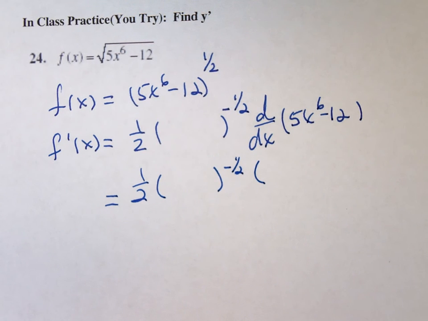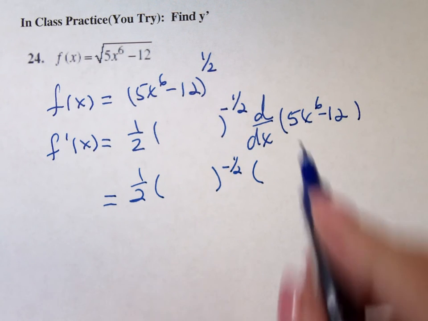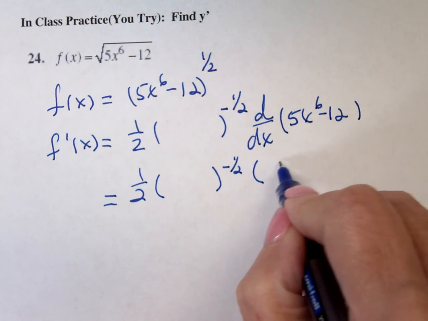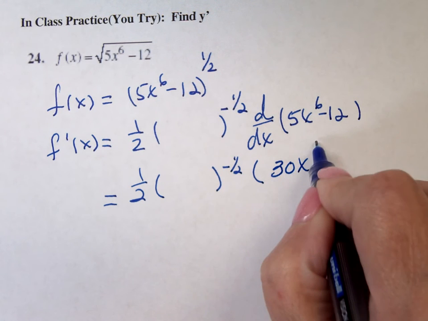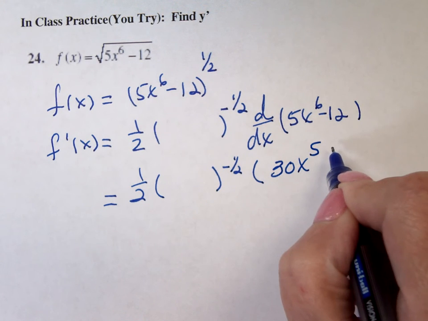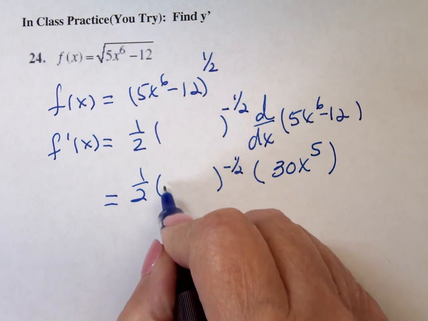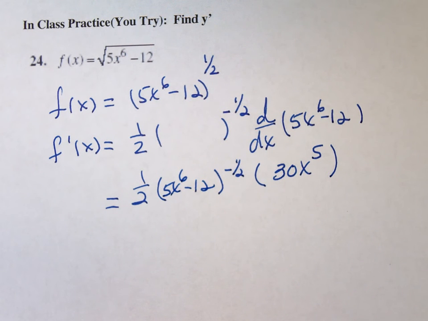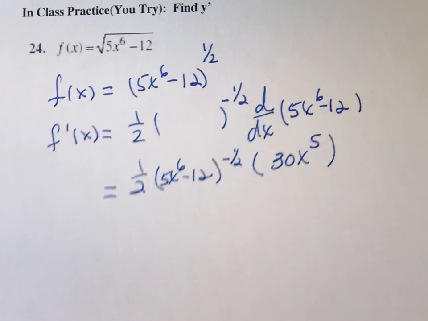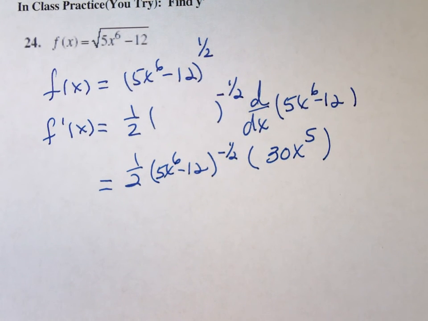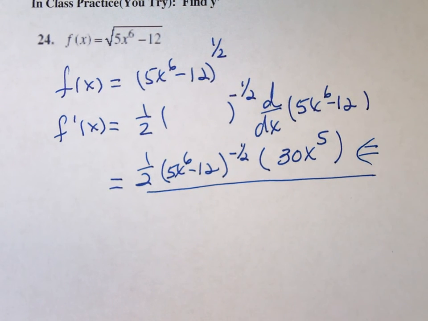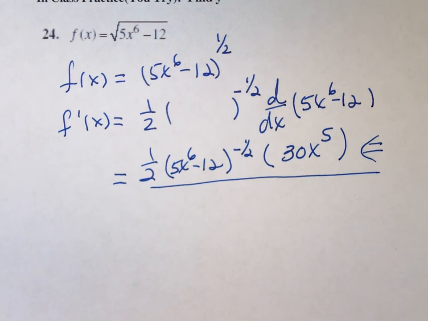What's the derivative of 5x to the 6 minus 12? Derivative of 5x to the 6th is? 30x to the 5th, and the derivative of minus 12 is? 0. See how easy it's becoming? The basics. The basics, not the more complicated ones, but the basics. And you can just leave it that way for now. You can see we'll have to simplify it later on if we want to find where the tangent is 0.